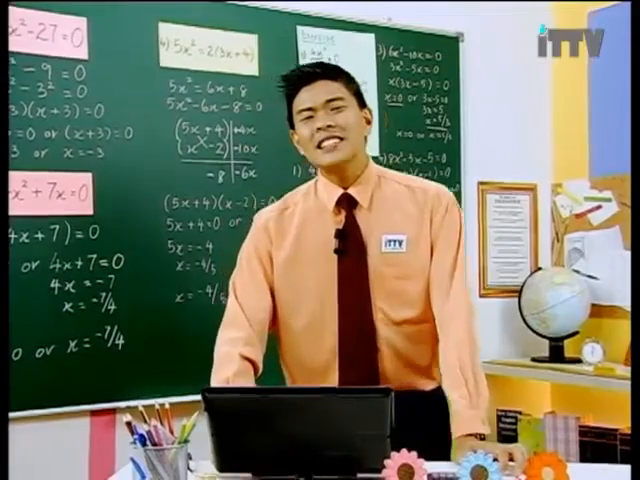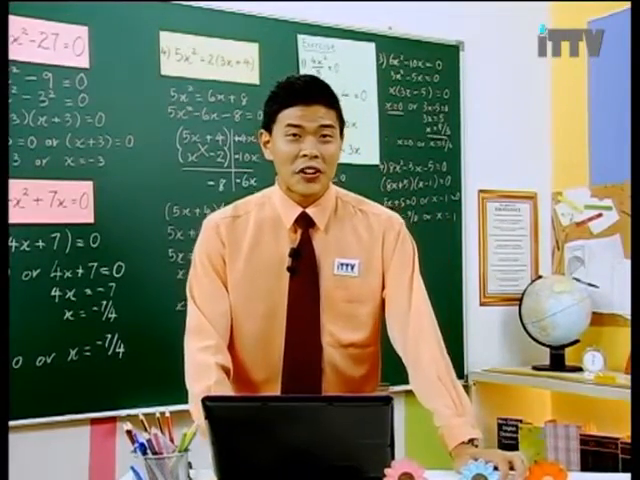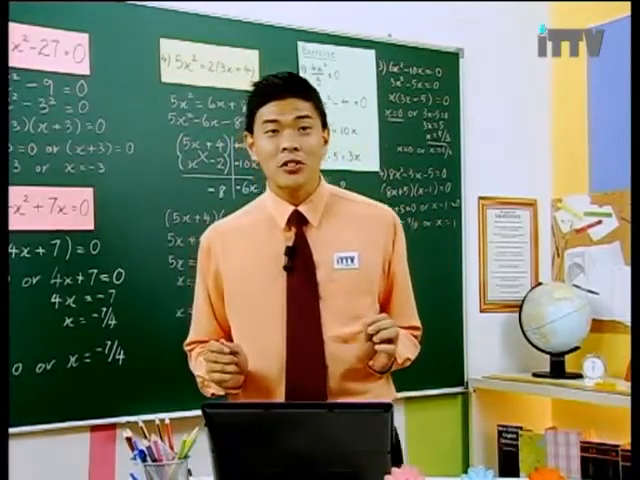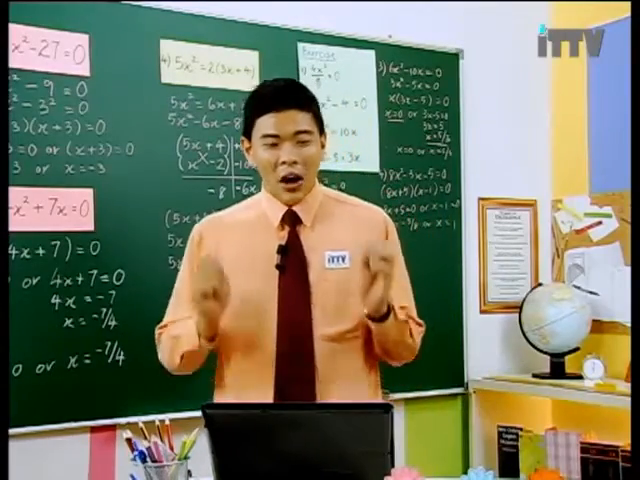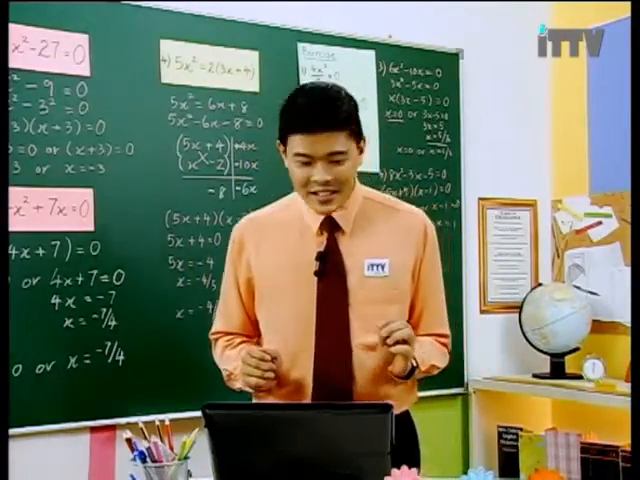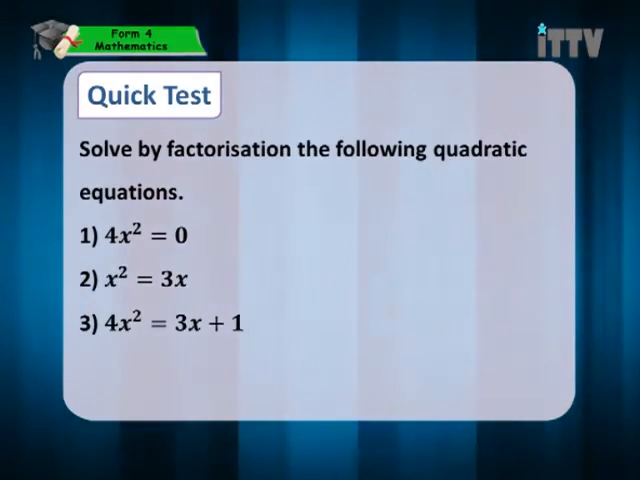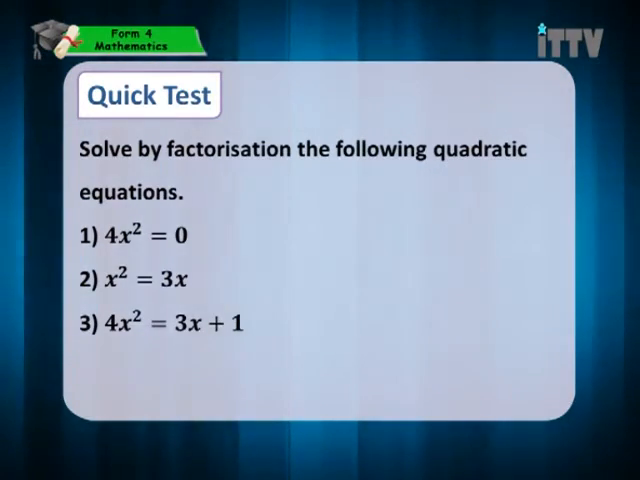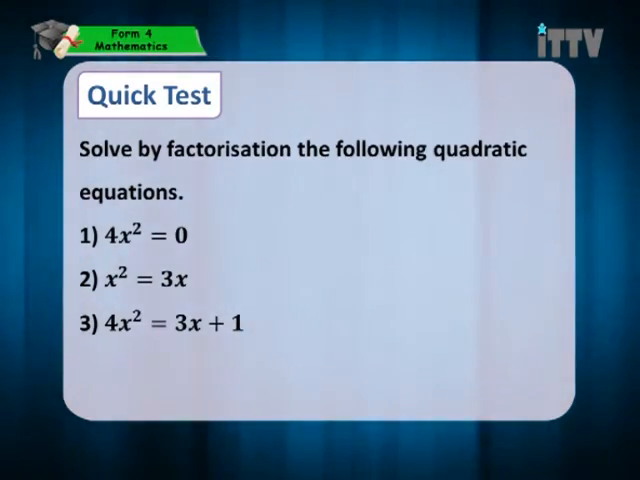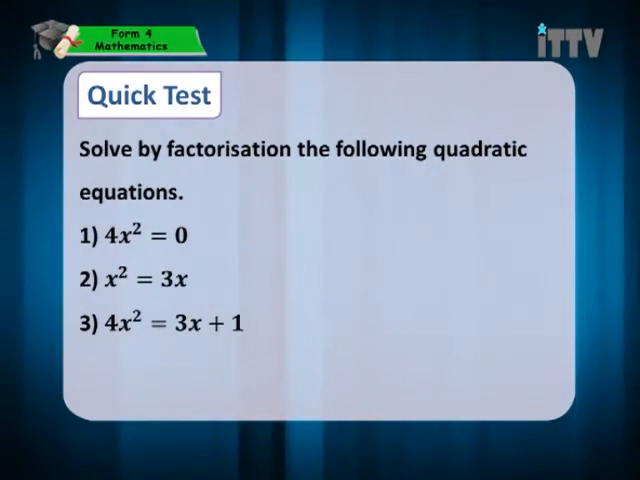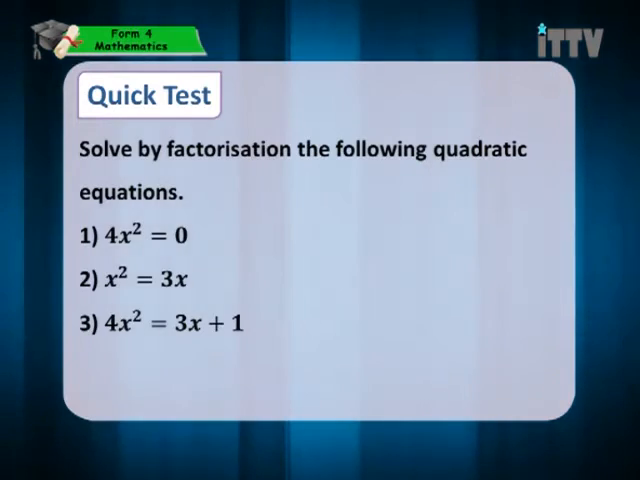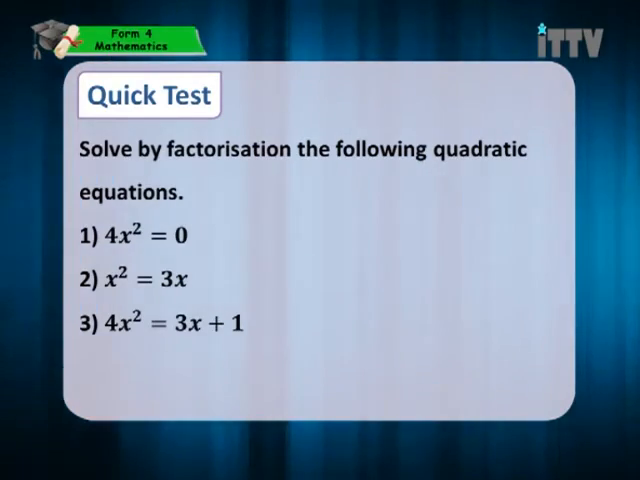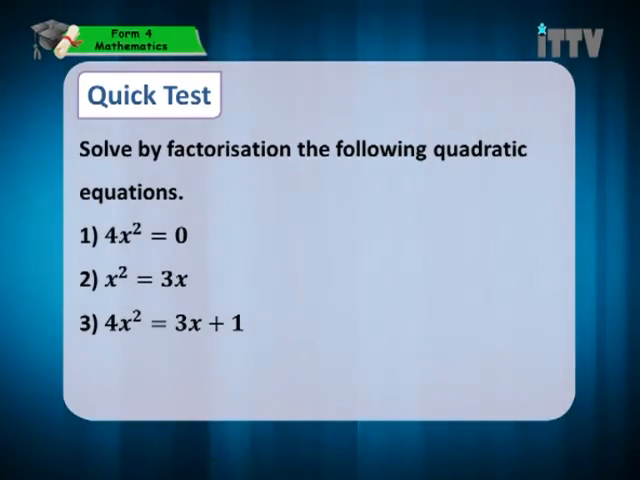Alright guys, so these are just examples of finding the roots of a quadratic equation. We have gone through quite a number of examples, and now why don't you try some yourself? It comes to our quick test time today. Let's look at a few questions for your quick test. Solve by factorization the following quadratic equations. Number 1, 4x squared equals 0. Number 2, x squared equals 3x. Number 3, 4x squared equals 3x plus 1. I'll give you some time, and we'll discuss in a short while.